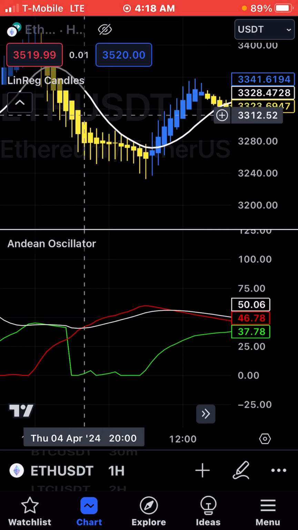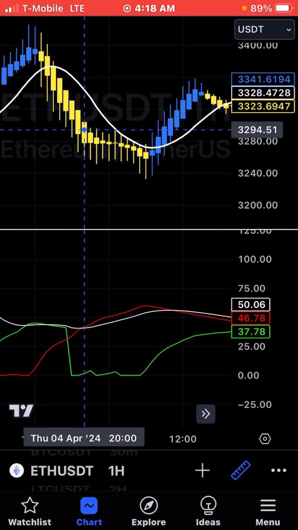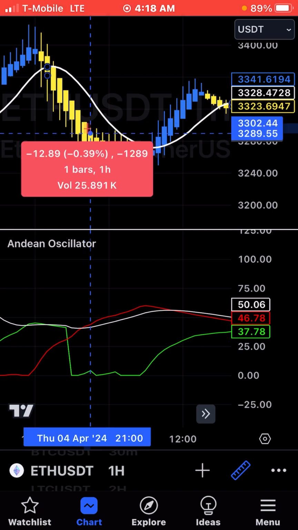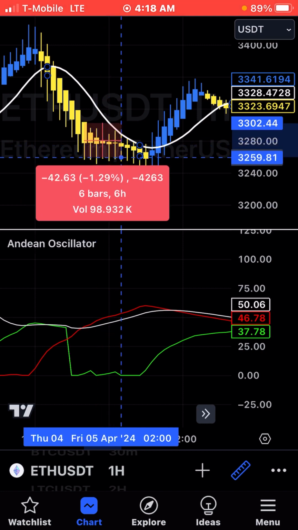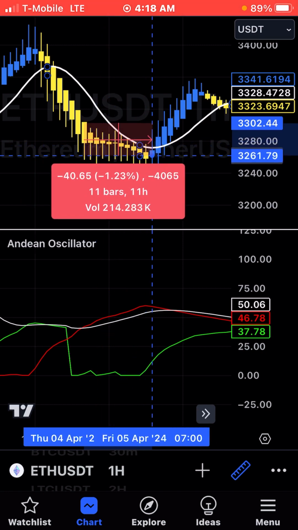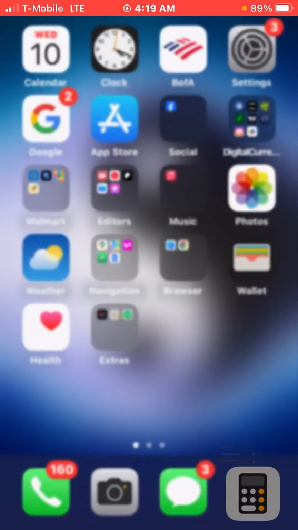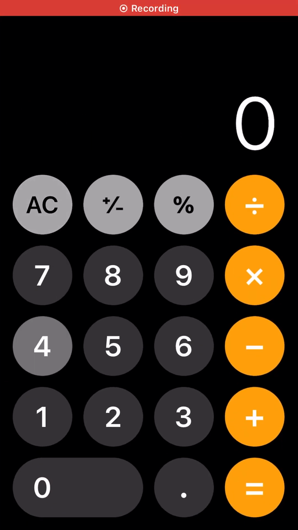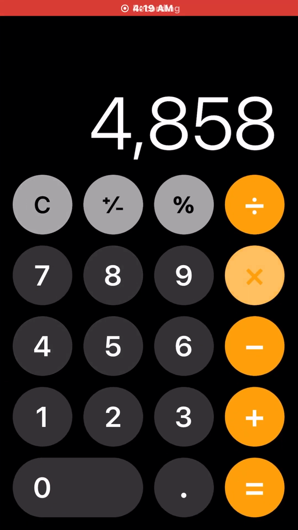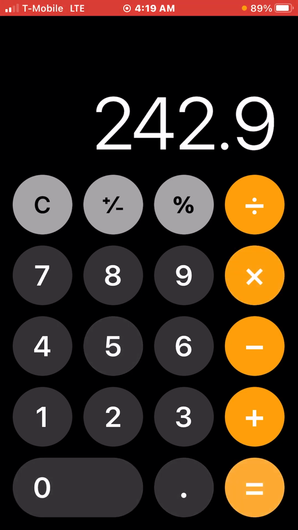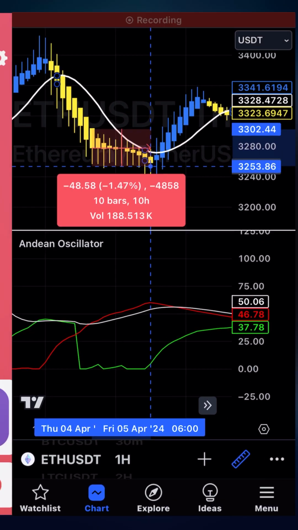And so right about here, this is a brief one. Ride this out till it touches the linear line, which is right about here. This is $48, so if you did this, it's 4858. So this is 4858. If you did this in 4x at a 0.05, you made $242.